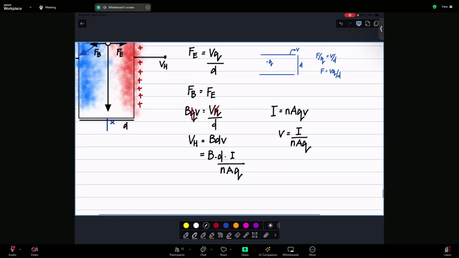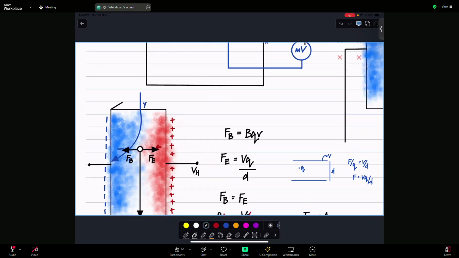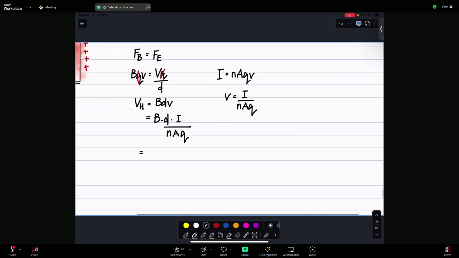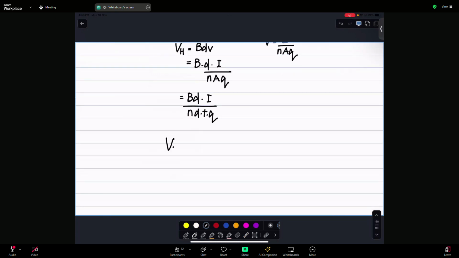What will A be here? A is going to be the area of this wire, the cross section, right? So for the cross section, D into T, where T is used for thickness. So I can place that there. So I'll get BDI divided by N times D into T times Q. And from there, we get this formula: VH equals, D cancels out, BI divided by NTQ.